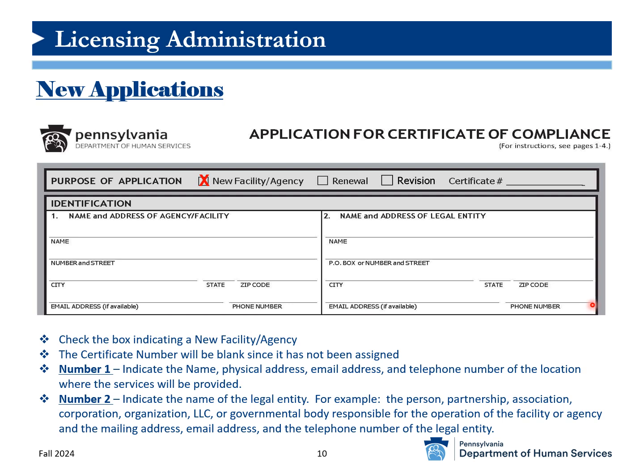Now, the name of the legal entity may be the same as the name of the agency or facility in number 1, but it could be different. So number 2 is all about the legal entity. If it is an LLC, then you would put the name of the LLC. If it is a sole proprietor and you have an LLC, it would still be the name of the LLC, not the person that owns the LLC.